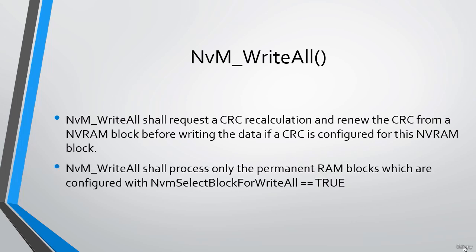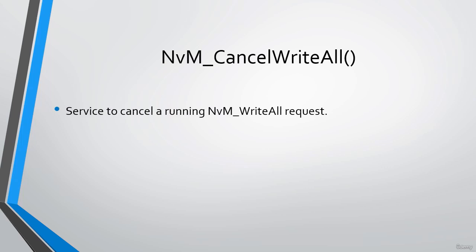Again, we will not be writing all RAM blocks. We will only process those blocks that are configured with the NVM select block for write all. We can check this for each block separately, to see which blocks need to be written. So that's all about NVM write all. These two APIs we discussed, NVM read all and write all, are the most important APIs you should be familiar with. Now we'll discuss the API NVM cancel write all.